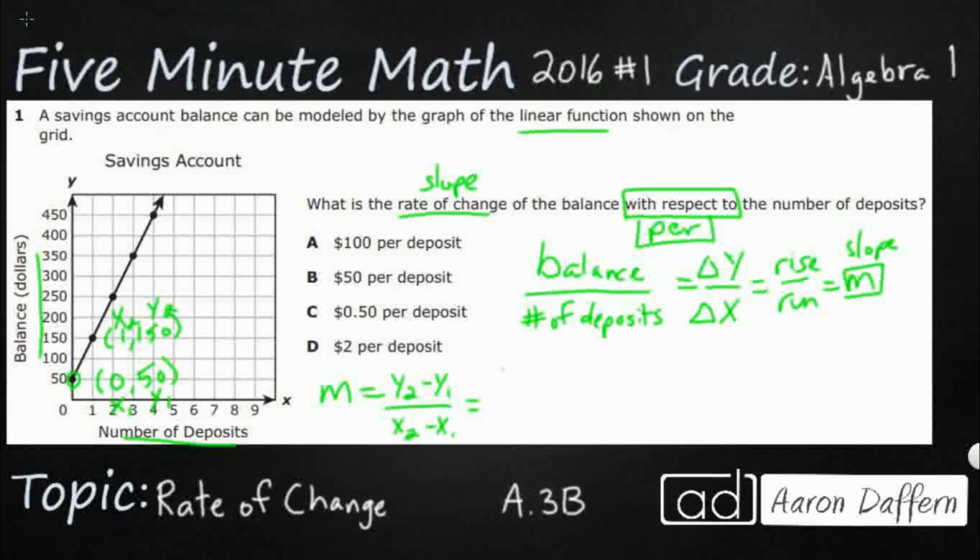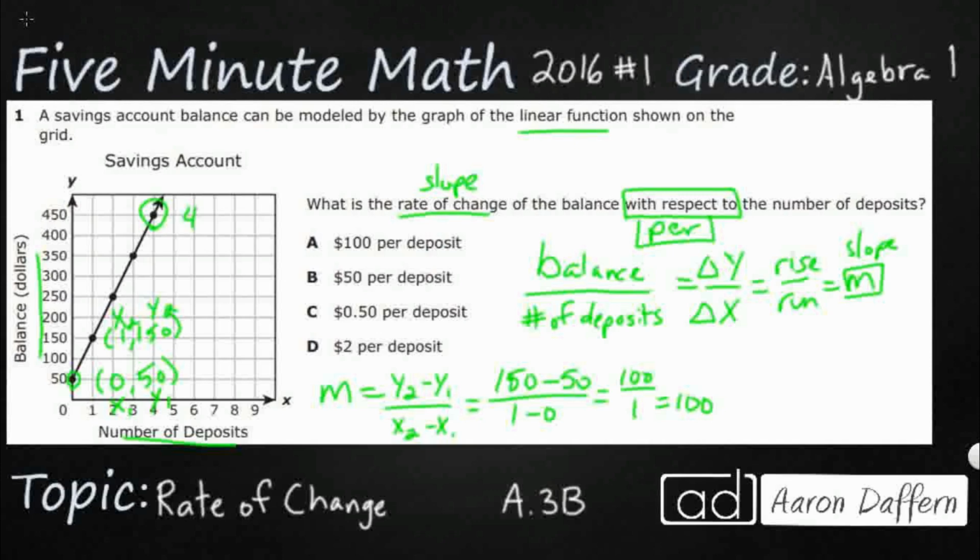All right, so my y2 is 150. My y1 is 50. And then I've got 1 minus 0, my x2 minus x1. So look, 150 minus 50 is 100 over 1, so that just makes 100. So it literally looks like it's just $100 each. But you know what? I said you could do any set. So I want to do this one right here.